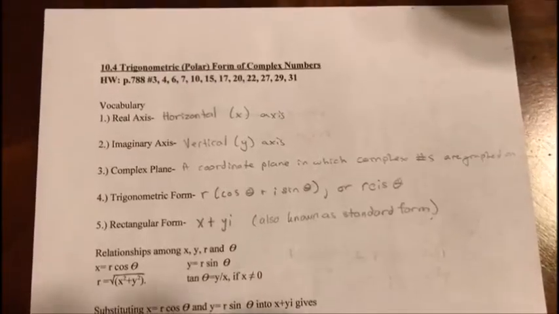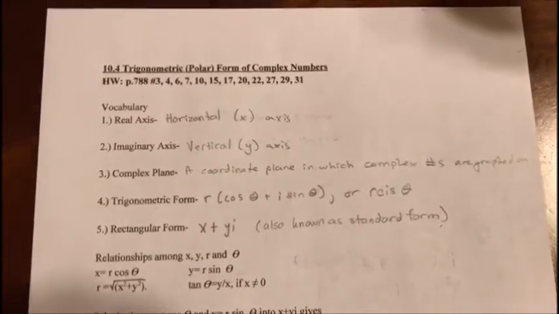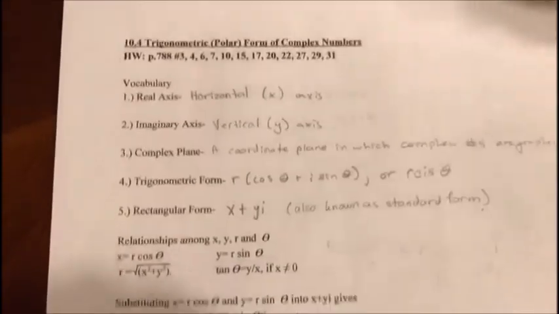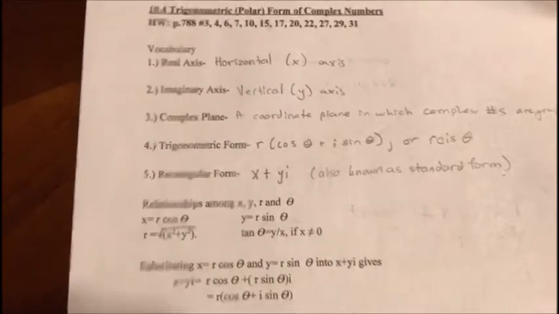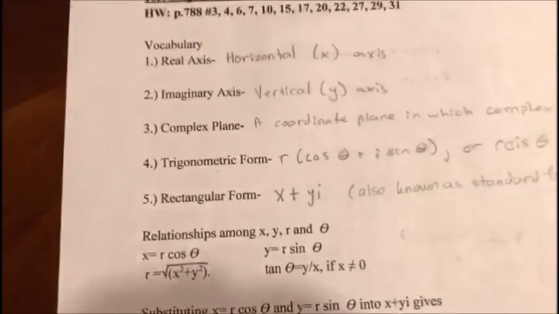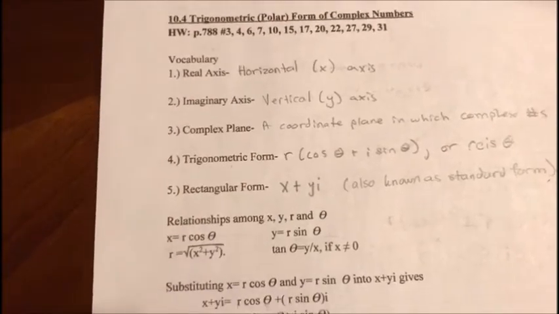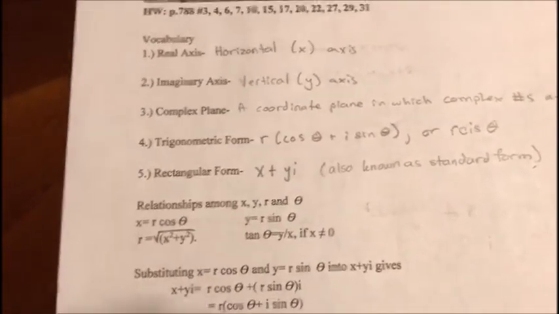Alright, this section is about trigonometric or polar forms of complex numbers, which is the first part of 10.4. So these 5 vocabulary words all correlate with one another. The real axis is a horizontal axis, or the x-axis. The imaginary axis is a vertical axis, or the y-axis. So we already know what these are, it's just that they're given different terms.